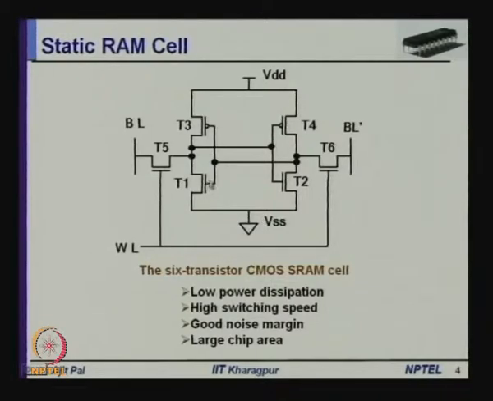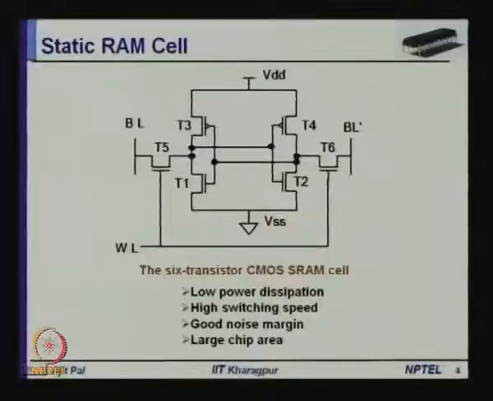And as you know, there is good noise margin of CMOS inverters. As a result, static RAM realized by using CMOS inverters gives you good noise margin. However, because of the use of a large number of transistors, 6 transistors per cell, that means to store 1 bit of information you will require 6 transistors, and obviously it will occupy large chip area.